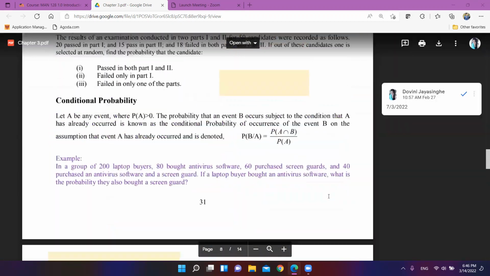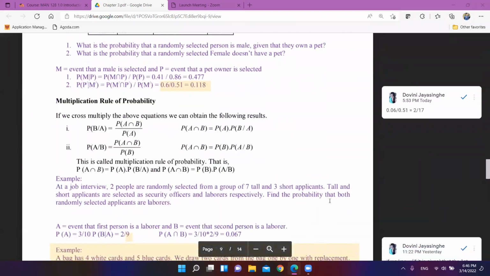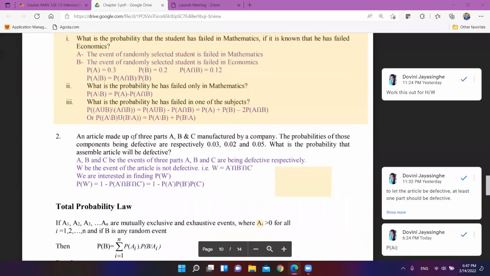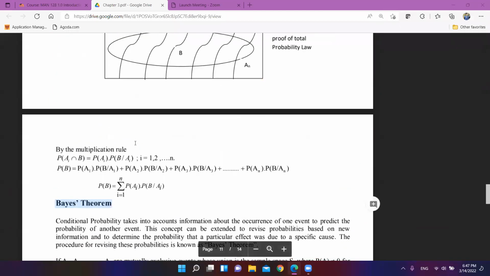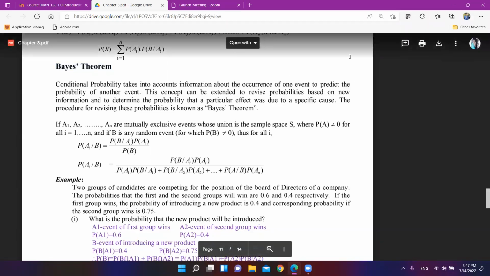So in today's lecture, we discussed starting from conditional probability. We went on to the multiplication rule, independence of two events, total probability law, Bayes theorem and all that. And we discussed at least one example from each and every section.